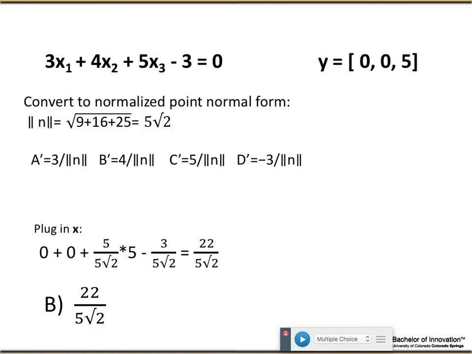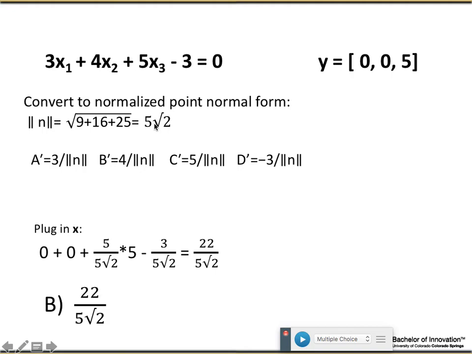The correct answer is B, right? You need to put it in point normal form with a normalized vector, right? So if I look at this vector, these three items are not summing up to 1. So I compute the norm of that vector to be the square root of 9 plus 16 plus 25, which is 3 squared plus 4 squared plus 5 squared, which is 5 times the square root of 2.